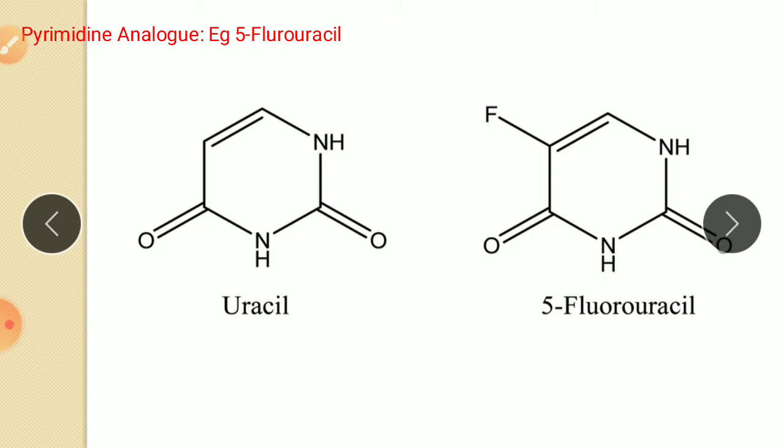As we see here, uracil is a base for RNA. This drug has structural similarity with uracil; 5-fluorouracil, the only difference is fluorine. So here uracil is a normal base, and this is the anticancer drug 5-fluorouracil, which has a fluoro group on the 5th position. So this is the structural similarity between uracil and 5-fluorouracil.